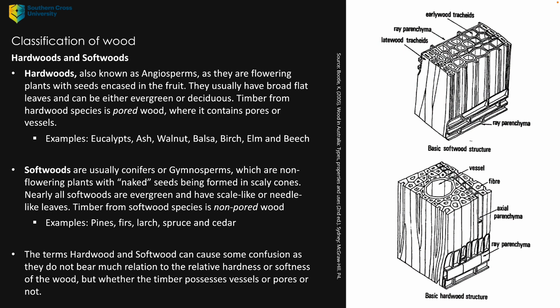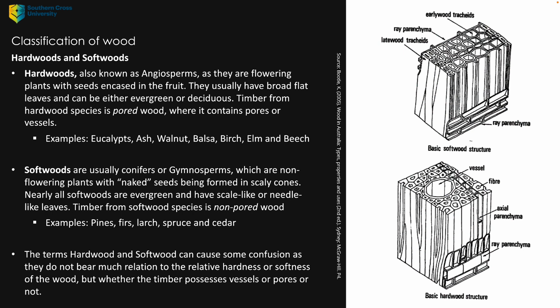And that's an interesting example because balsa would be considered to be quite light and soft. But the reason why is because in balsa, the vessels or the pores are very, very large in relation to the fibres. So it's the size of the vessels in relation to the fibres that makes balsa so light and soft. And other species are birch, elm and beech.